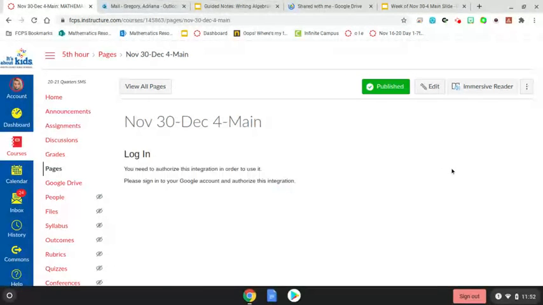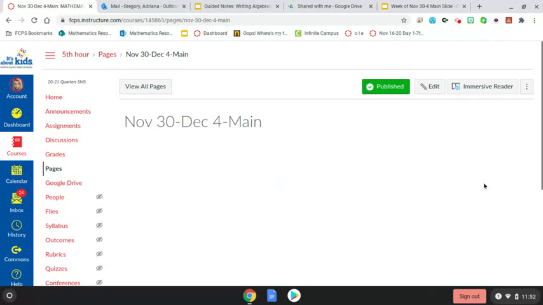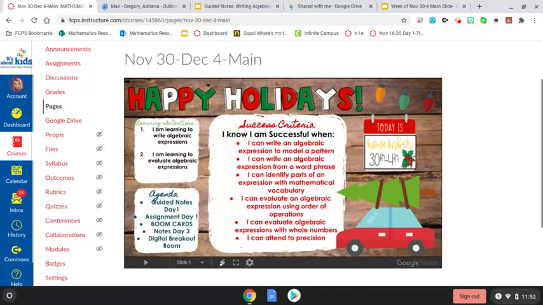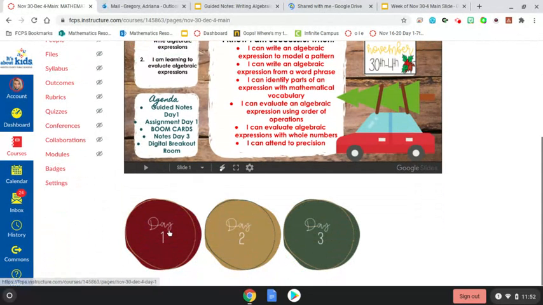Here's our main slide for today. And on our main slide, you'll find all of our learning intentions and success criteria and our agenda for this week. And we're going to go ahead and click on day 1.